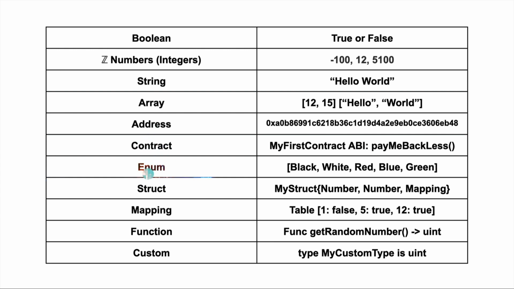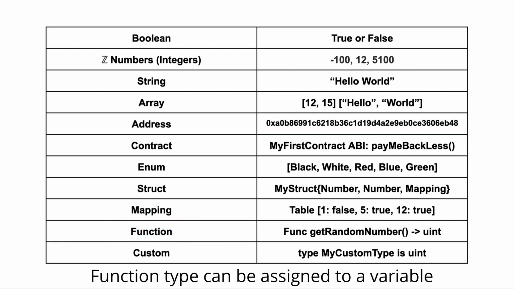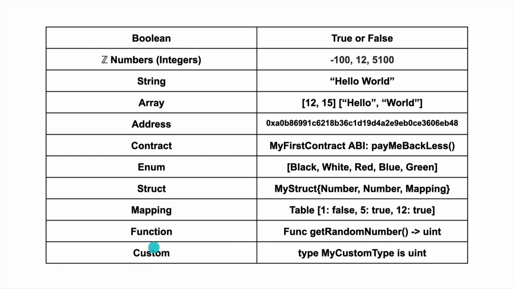And then you have enums, just a set of predefined constant values like, for example, black, white, red, blue, green. And you have a struct type that allows you to combine other types into a new special type that you designed. And a mapping type, which is for storing data in a table format. And also there's a function type, so basically any function you write could be assigned to a variable. And lastly, custom types, which are usually just an alias for an existing type, like here for you, and which is integer type. Okay, so that was a lot.